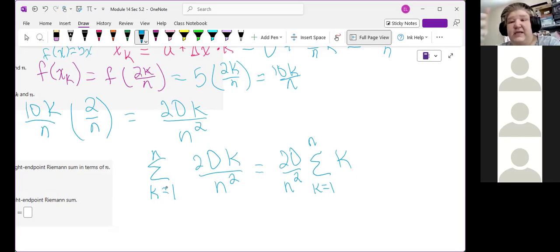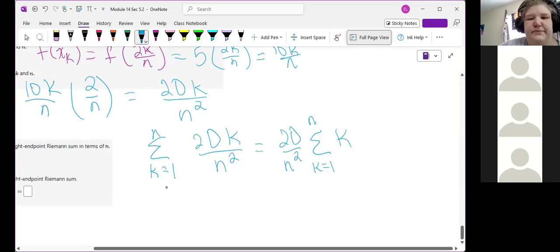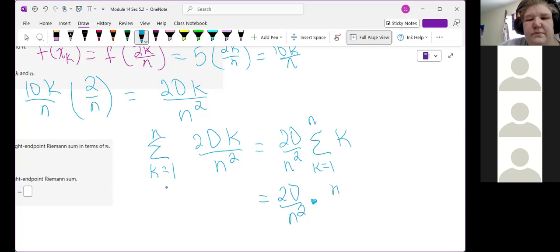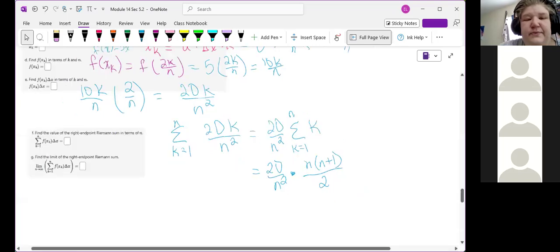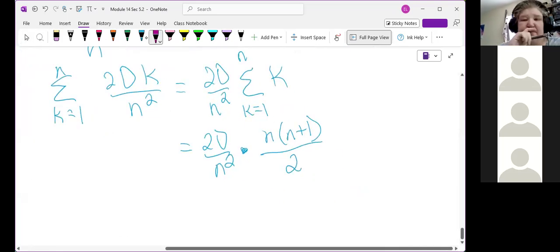We know the sum of 1 is just n. The sum of k is n times n plus 1 over 2. I do this every time. So if we asked you to do one of these on the final, which I don't think we are, we would give you the sigma formulas. But now that we've done that, we can clean it up some more.